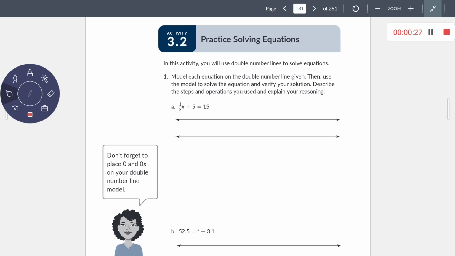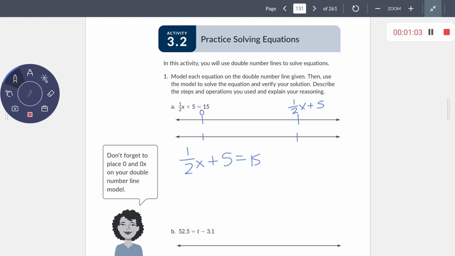It says model each equation on the number line given. So this one I can totally see how this might confuse you. So as a reminder, I'll put 0 here, okay? And then I'm going to put way over here, half x plus 5. And remember, generally our goal is to find what x equals, okay? And so I'm going to put this here so we can talk about it, and I'm going to show you a different way to solve it.